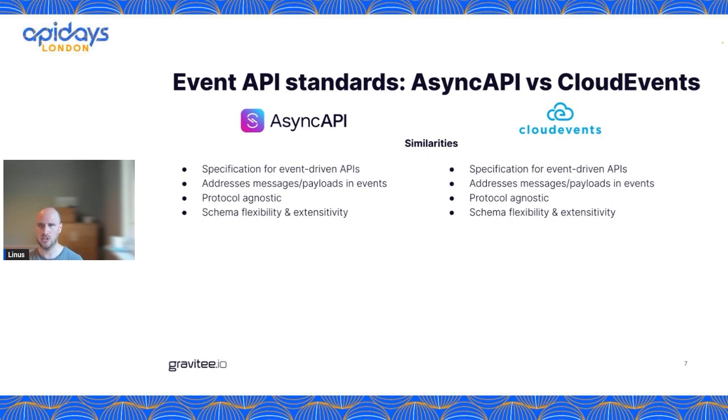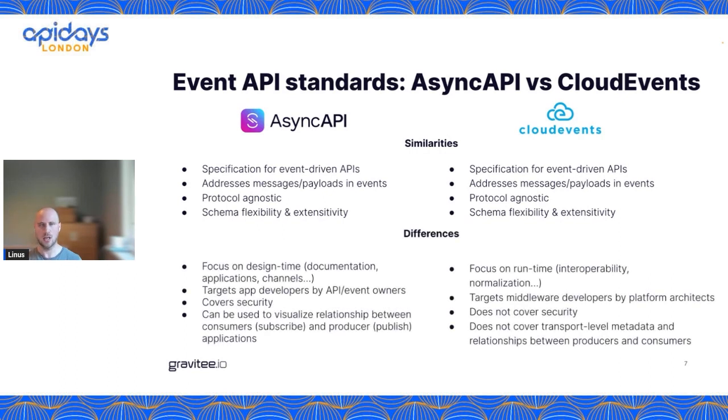CloudEvents is also a specification for event-driven APIs. It also addresses the payloads and messages. It is also protocol agnostic and can also be very much extended. So that's the similarities. Where they differ is that AsyncAPI really cares about the design time. So helping the developer to consume and produce messages, understanding what channels and operations they can use, understanding how to authenticate to the API, and how to understand the relationship between producers and subscribers for a particular API. So very similar to some of the problems that OpenAPI has solved for traditional APIs.